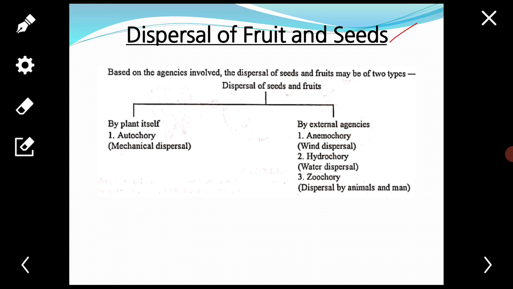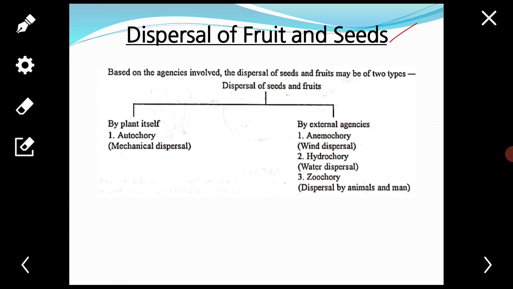Normally, they do not possess power of locomotion and therefore they are dependent on some external agencies for their dispersal. There are various agencies, either may be air, water, animals, and man. Sometimes they are dispersed by special explosive mechanisms.